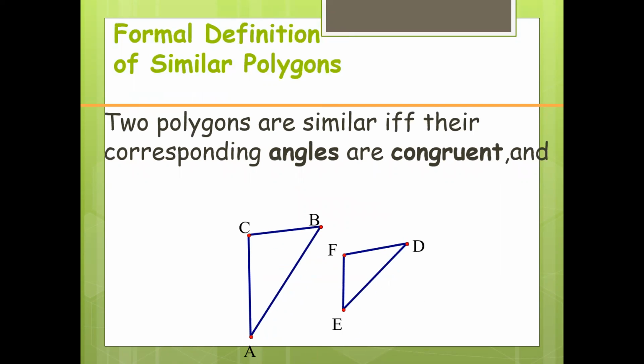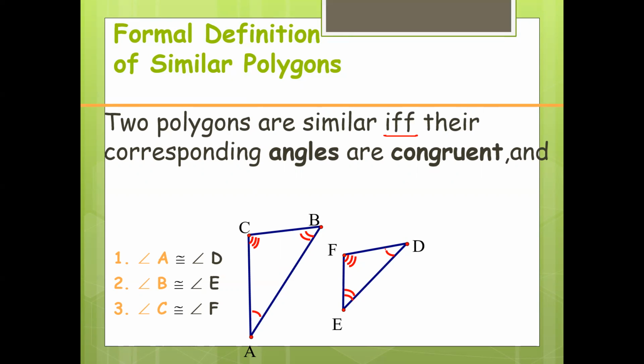And then we have here the formal definition of similar polygons. We have two polygons are similar if and only if, so we read this one as if and only if, their corresponding angles are congruent. So for example, this triangle ABC here, angle A is congruent to angle B.